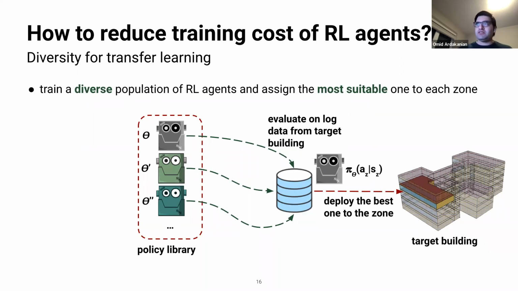And we transfer this policy to the target building, we retrain that policy on the target building. But this has to be repeated for every zone in the target building. So I find the best policy for this zone, and then I move on to the next zone. I will repeat this process. I will find a new policy.